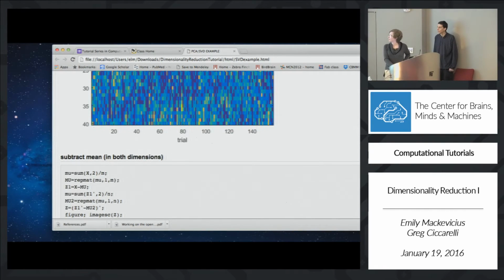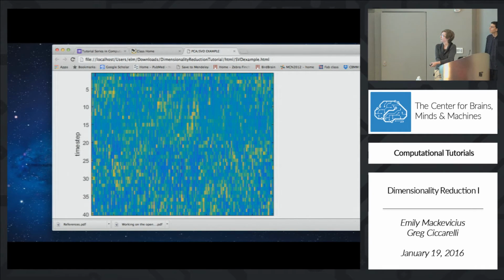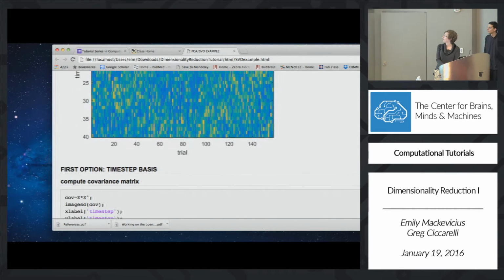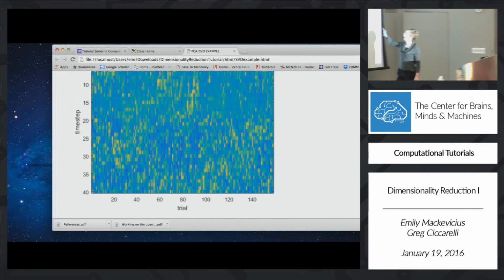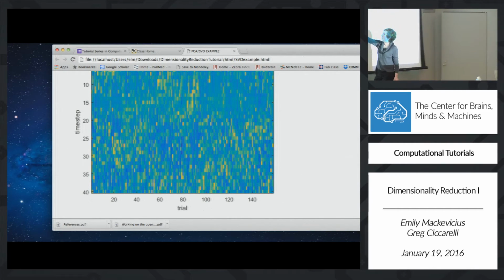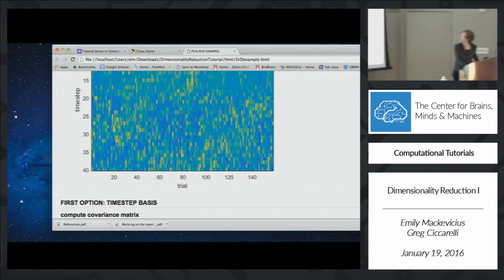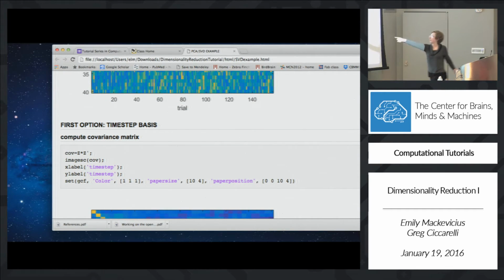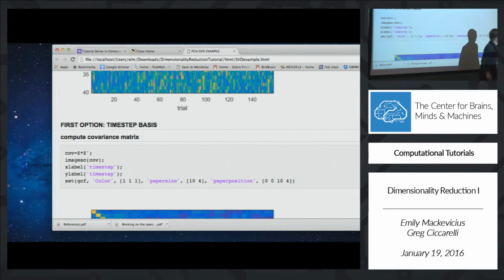Here I'm subtracting the mean of the data, and this matrix is the same matrix but mean subtracted. Now I'm going to compute the covariance matrix of this data. I'm going to look at, for different time steps, which time steps vary together. Z is what I've called the mean subtracted data, and Z times Z transpose is proportional to the covariance matrix. So let's see what that looks like.